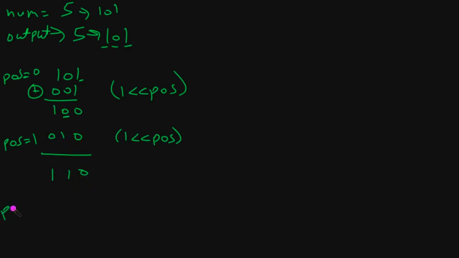And again we will do it for position is equal to 2. So when we do it with position equal to 2, we will write 1 shifted by position, and here the bits will be 1, 0, 0, and our output will be, it will flip this bit only.